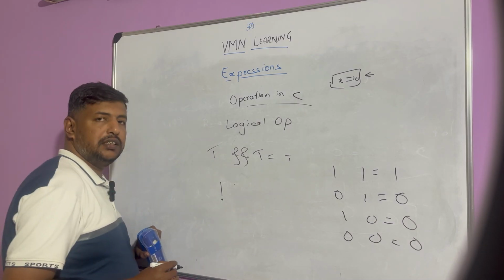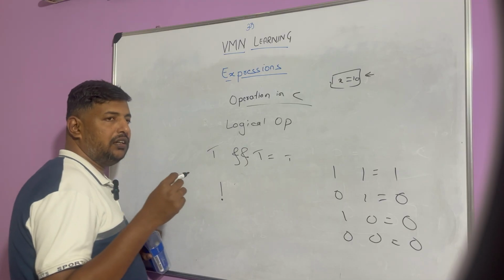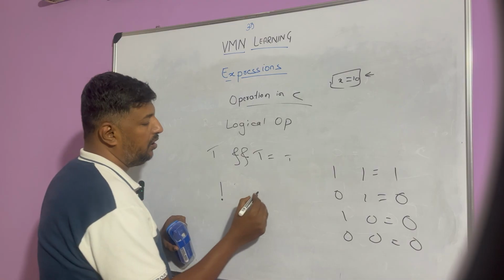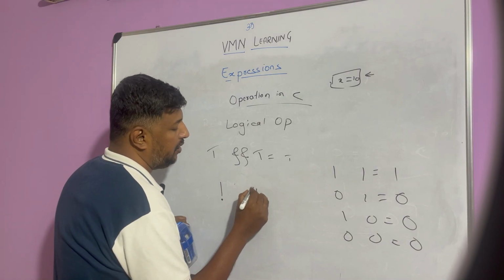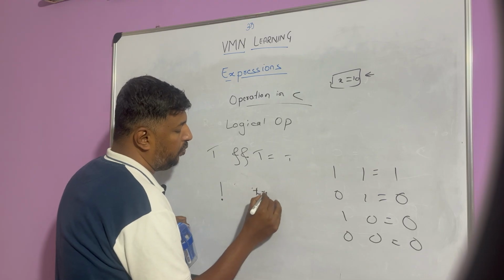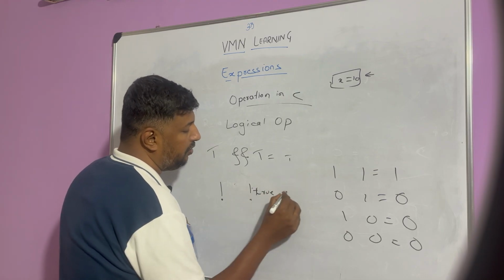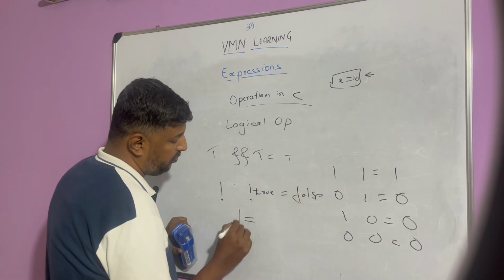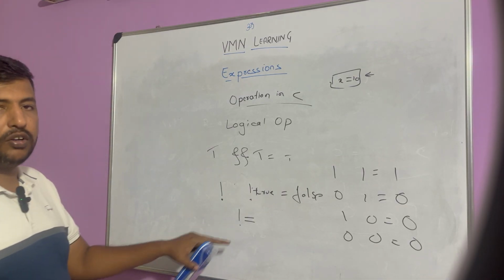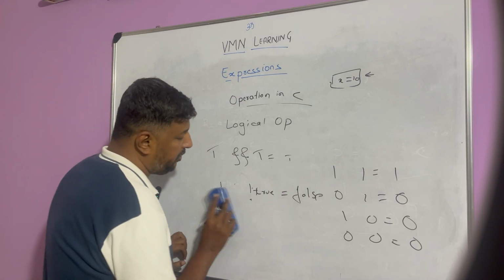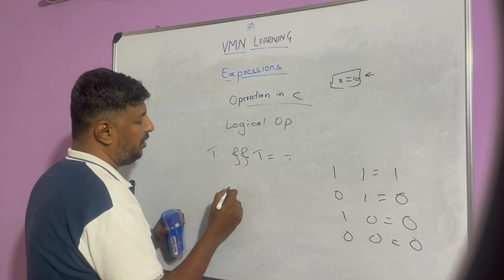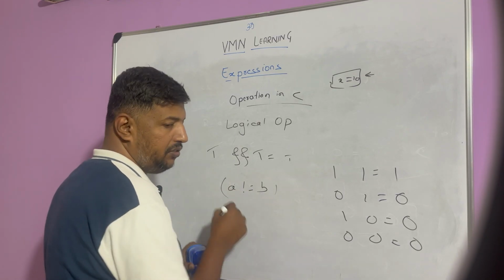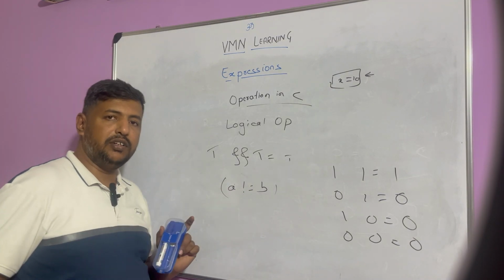And one more we have, the exclamation mark, that is the inversion operation. So if I say true inversion, then it will be equal to false. Similarly, not equal to, we remember this, right? You can say a is not equal to b. This is a condition, and this makes it the inverse.